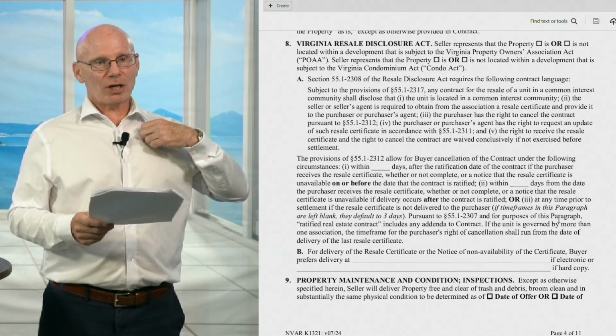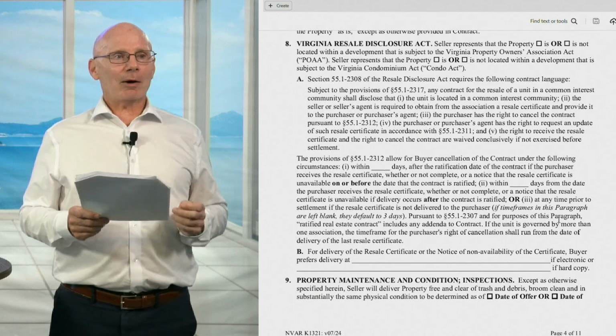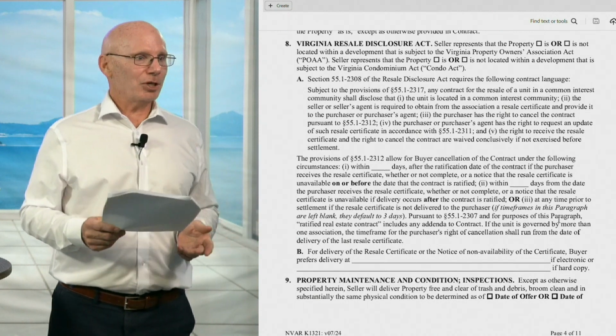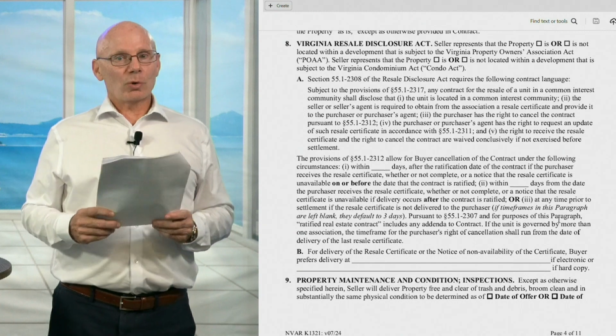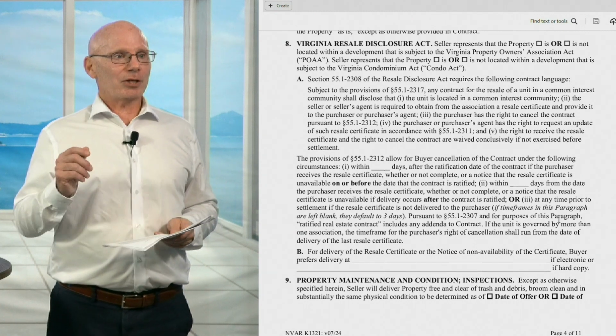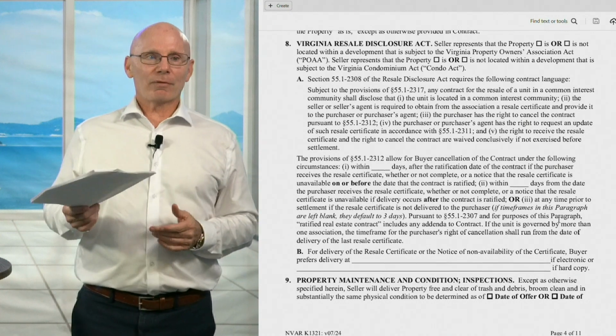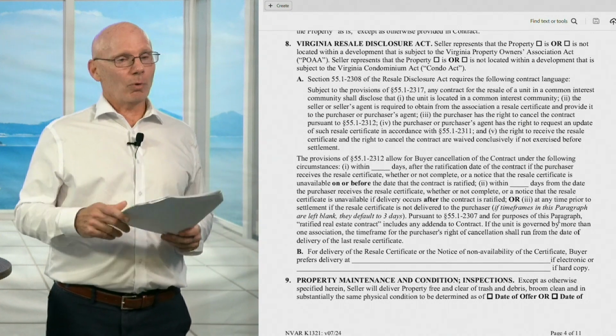Some people have done 0, but that does not remove the requirement from the seller to provide the documentation to the buyer, right? So it's still Virginia law that the buyer gets the right to review the package. Now, however, you can reduce that contingency down or extend it.